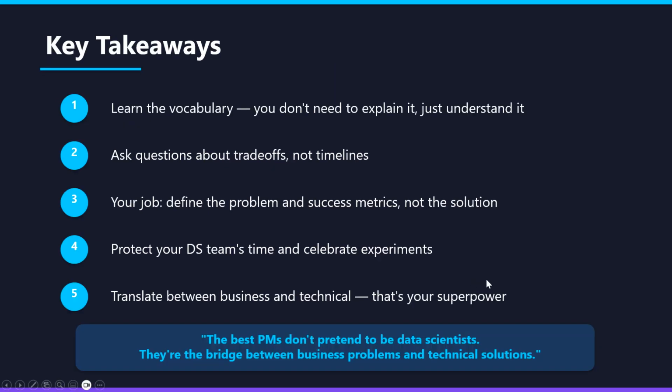And the key takeaways from this slide are: learn the vocabulary. You don't need to explain it, just understand it, right? Ask questions about trade-offs, not timelines. Your job is to define the problem and success metrics, not the solution. Protect your data science team's time and celebrate the experiments. Translate between business and technical, that's your superpower. The best PMs don't pretend to be data scientists. They are the bridge between the business problem and technical solutions.